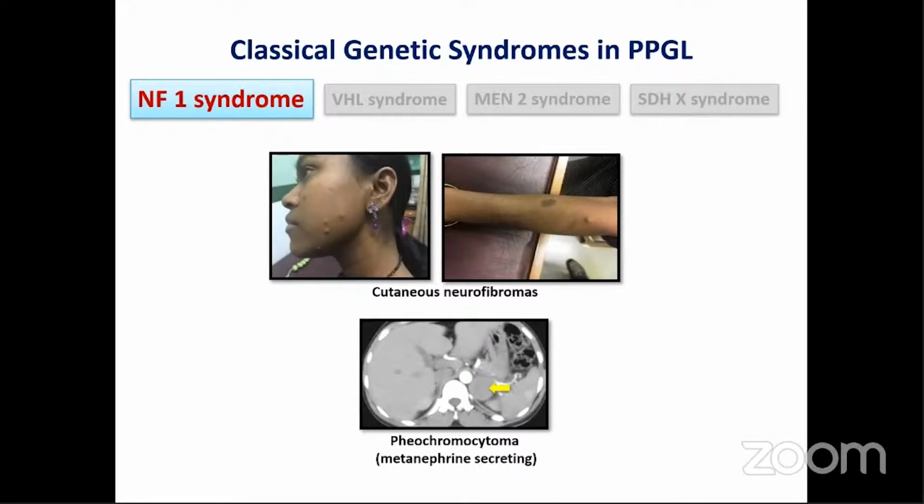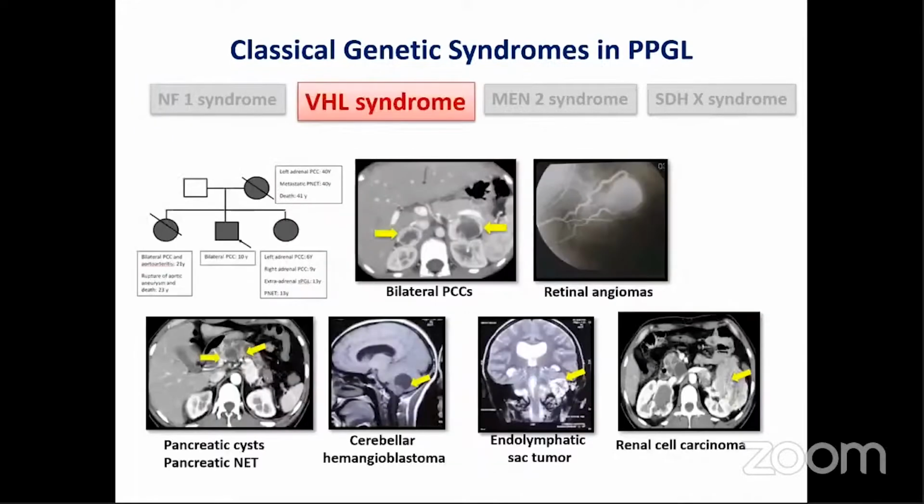But if you look at the behavior of pheochromocytoma, they typically present later in life, though we have seen even children presenting with pheochromocytoma in NF1. But the usual presentation is in the 4th, 5th, or 6th decade, typically as a unilateral pheochromocytoma, almost always an adrenal tumor, and it is metanephrine-producing. So presentation is more like a sporadic pheo. The only thing is you will have associated NF1 features.